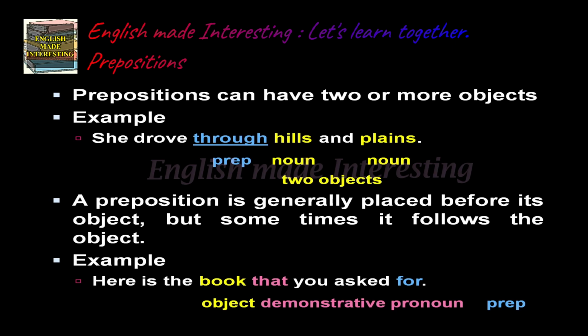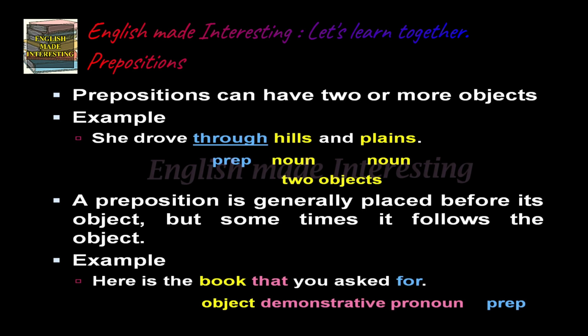Prepositions can have two or more objects. Example, she drove through hills and plains. So here, through is the preposition. Hills and plains are the two nouns in the sentence, which means two objects of the preposition through.